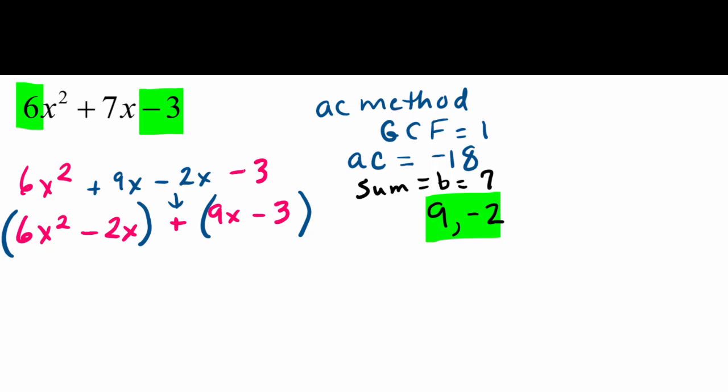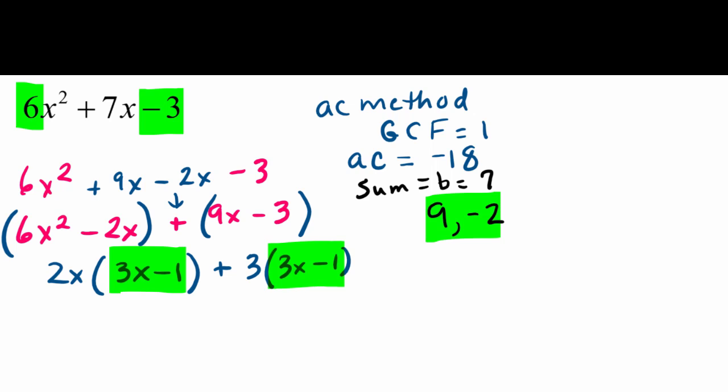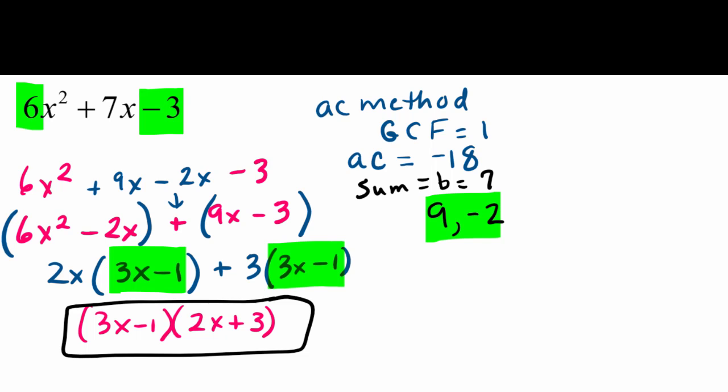Take out the GCF of the first group, which will be a 2x, and that's going to leave us with a 3x minus 1. When we factor out a 2x from a negative 2x, that leaves a negative 1. It's a division, right? And then from this next group, we are factoring out a 3. And that's going to leave us 3x minus 1, which is a good thing because we want these to match, don't we? And they do. So you're going to factor out 3x minus 1 and leave 2x plus 3. So which one do you like best?